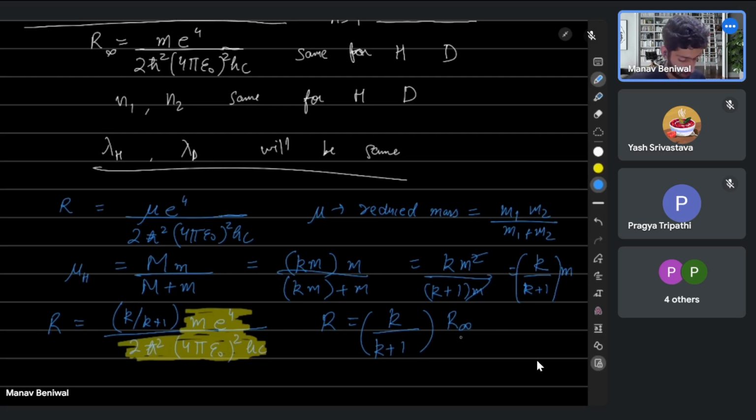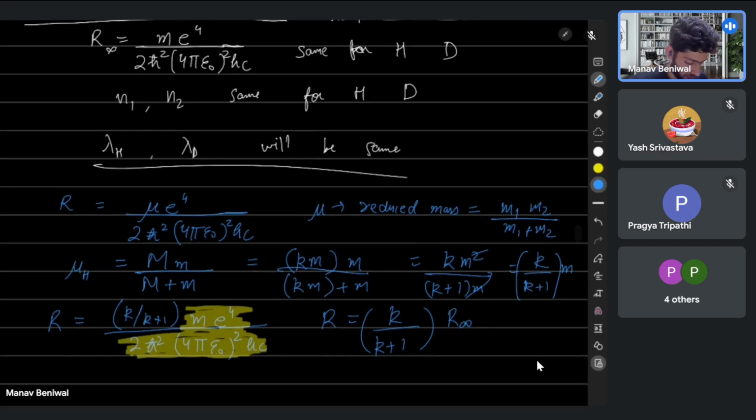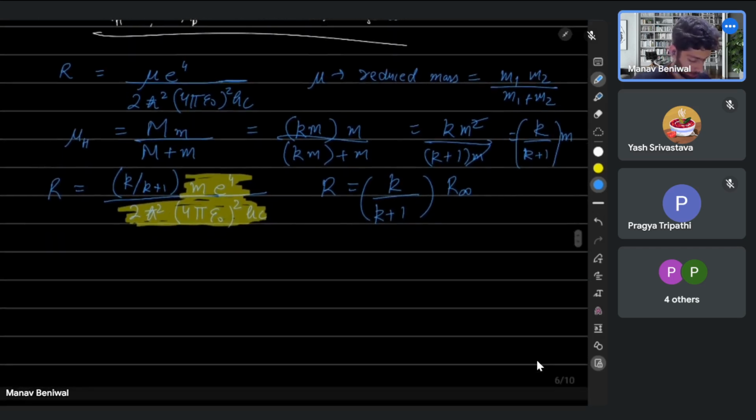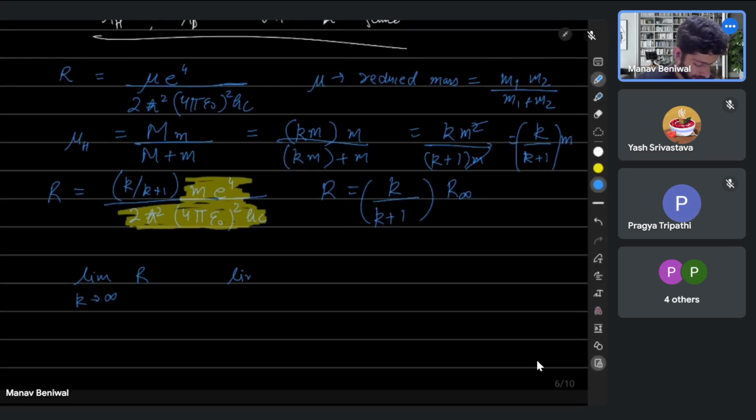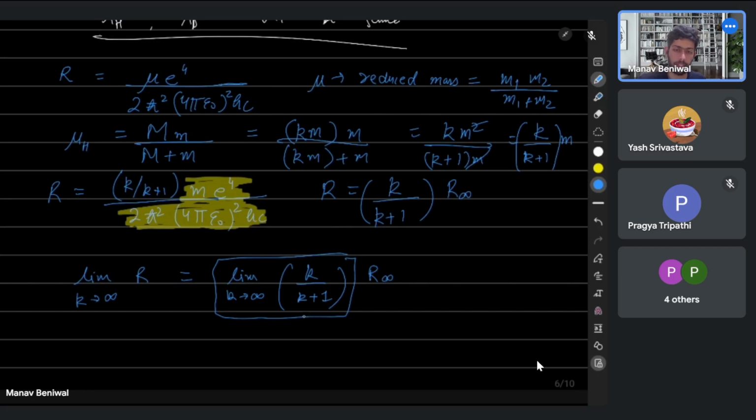So if you take the limit k tends to infinity of r, this will be the limit k tends to infinity of k over k plus 1 times r infinity. Now what will this limit come to be? Because k is very large, this will just become 1, right? k plus 1 will become k, and k will cancel out. So in this limit, this just becomes r infinity.